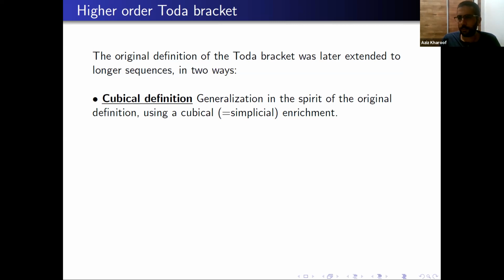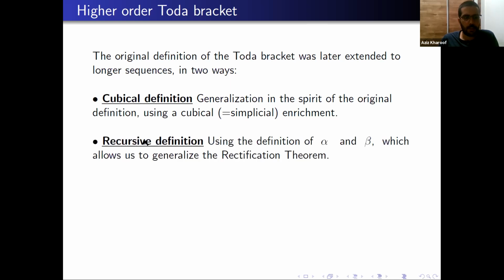Don't think about it if you're not familiar with this, but one can think of everything I do in topological spaces or chain complexes. I already gave an example in chain complexes. So this is the first definition we will give of higher order. Then we define a recursive definition using this alpha beta I already defined.